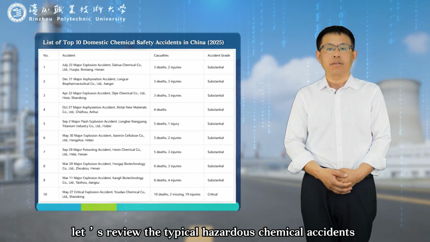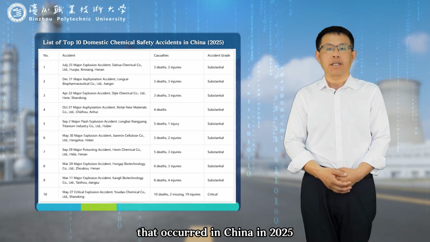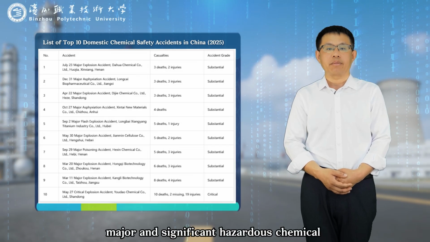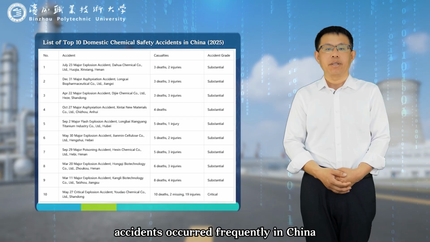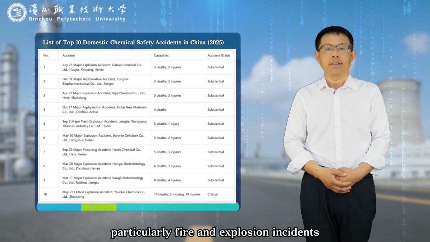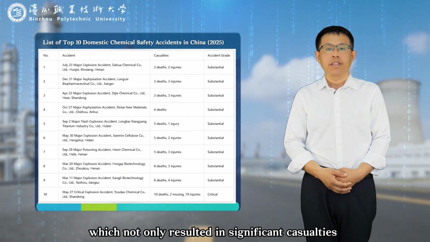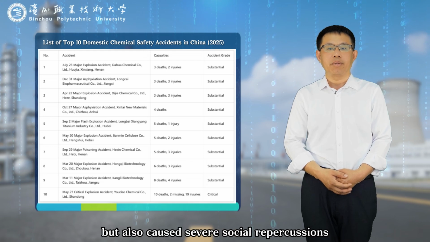First, let us review the typical hazardous chemical accidents that occurred in China in 2025. Looking back at 2025, major and significant hazardous chemical accidents occurred frequently in China, particularly fire and explosion incidents, which not only resulted in significant casualties, but also caused severe social repercussions.